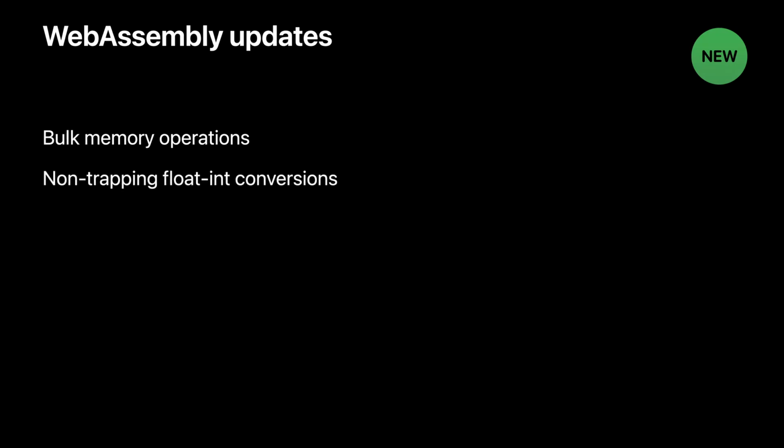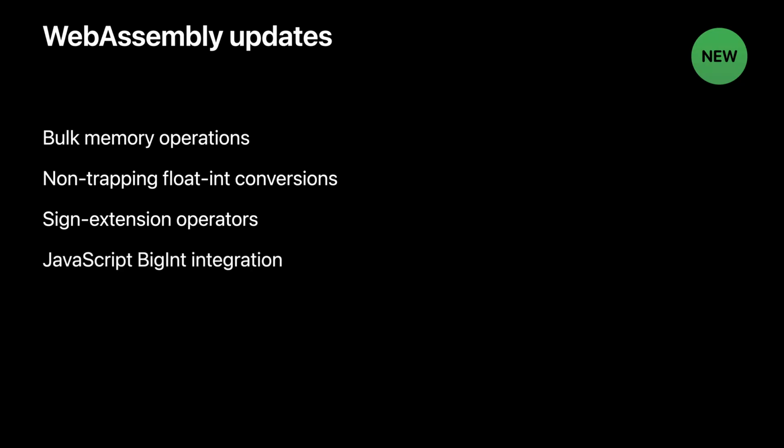This year, we've upgraded our WebAssembly engine with the following features. New memory instructions that give you better performance on bulk memory operations like copying or initializing blocks of memory. New instructions to tell the processor not to trap on exceptions like positive overflow when converting between float and int. New sign extension operators that let you extend a signed integer. Implementation of the latest proposal to convert between WebAssembly type i64 and JavaScript BigInt, which is simpler than previous solutions and can make your code run faster.